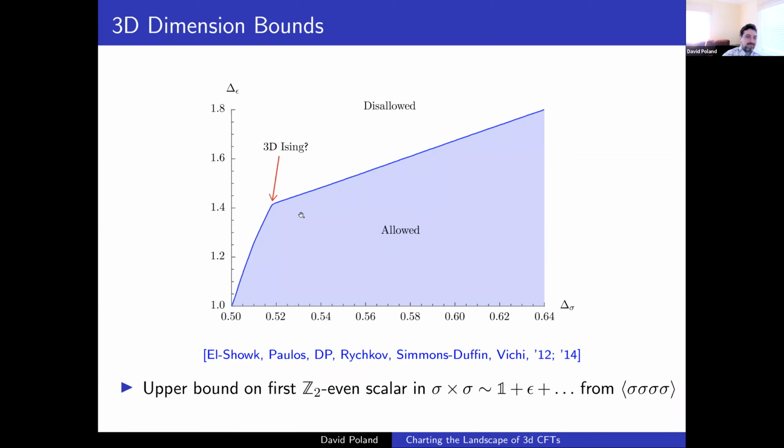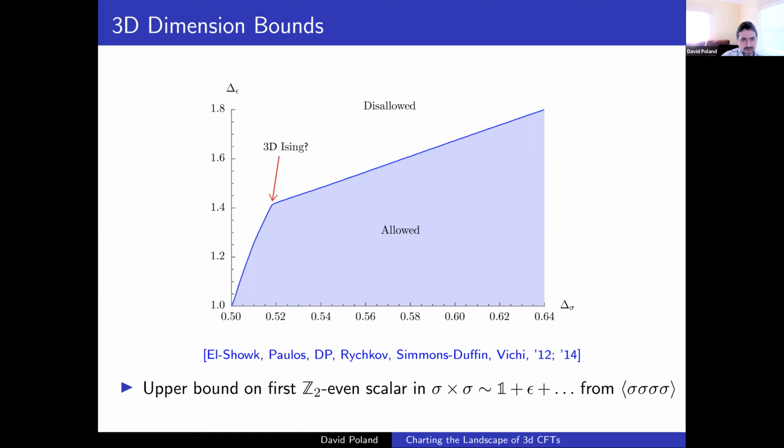The interesting thing about this plot is that it starts at the origin at the free theory value: the scaling dimension of a free scalar is 1/2, and the epsilon operator would be like sigma squared, which has a scaling dimension of 1. But then it goes up and has some kind of funny kink in it, and that kink happens to coincide with the scaling dimensions of an interesting 3-dimensional conformal field theory, which is the 3-dimensional Ising model.